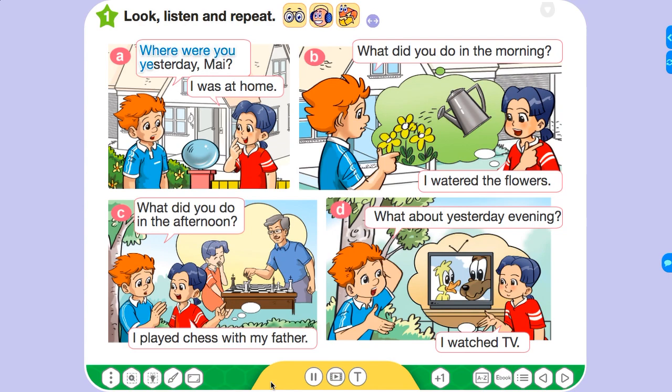A. Where were you yesterday, Mai? I was at home. B. What did you do in the morning? I watered the flowers. C. What did you do in the afternoon? I played chess with my father. D. What about yesterday evening? I watched TV.